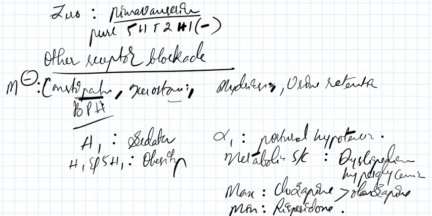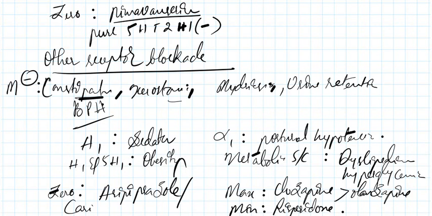Now you may ask me, sir, which drug will show zero side effects, that is weight neutral? It is aripiprazole, or cariprazine. Cariprazine is a partial agonist at D2, and the 5-HT1A receptor is acted on by ziprasidone. Remember, ziprasidone. Okay, now we finished up to here.